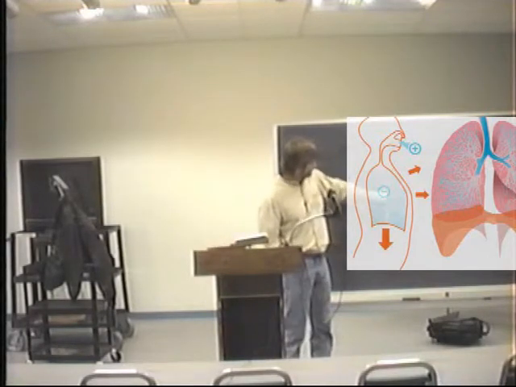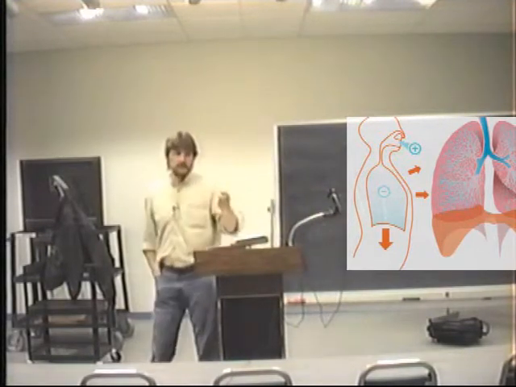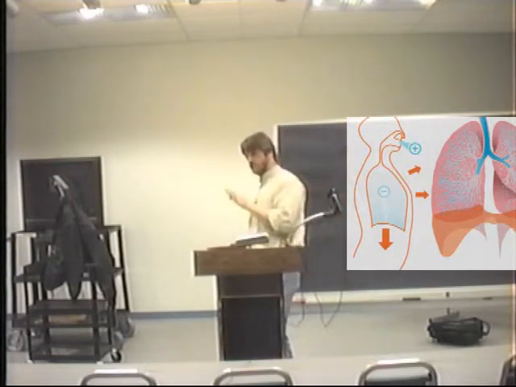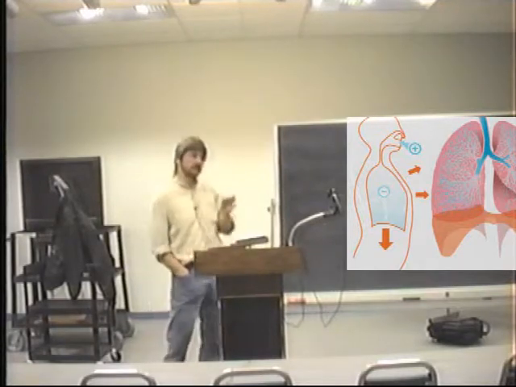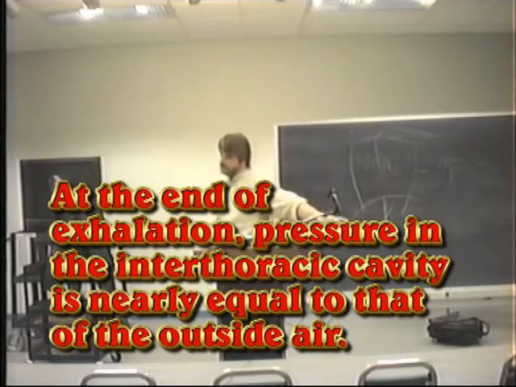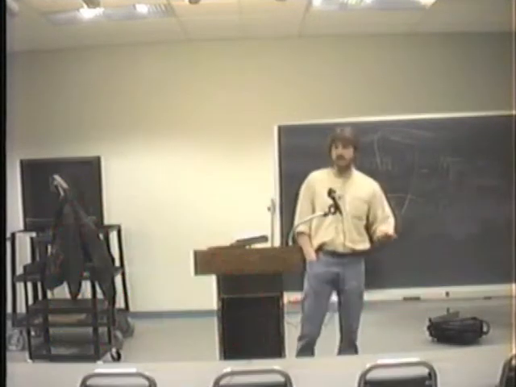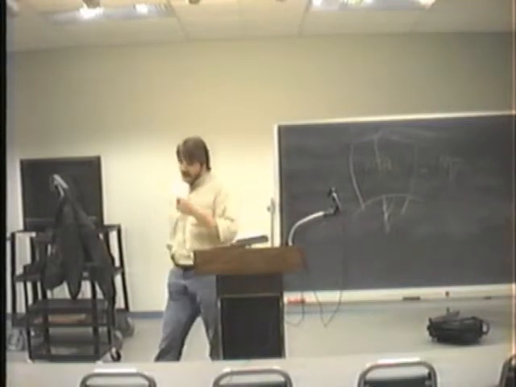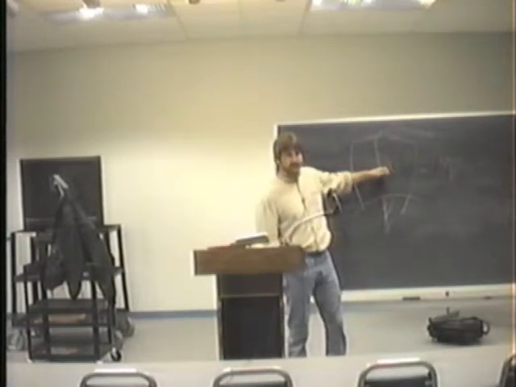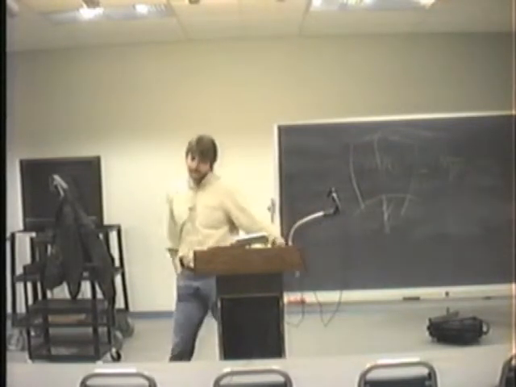As the diaphragm relaxes and moves back into its original position, the pressure in here goes up. And as long as air has a way of going out, it's going to go out. At the end of exhalation, theoretically, the air in the thoracic cavity is nearly equal to the air outside the thoracic cavity. I put that in there for a very special reason, because I know for a fact I saw it on a test once. At the end of exhalation, the air inside the thoracic cavity or in the lungs is going to be nearly equal to that of outside air.